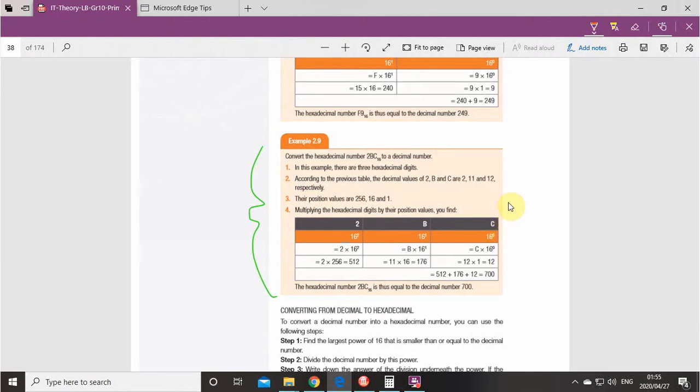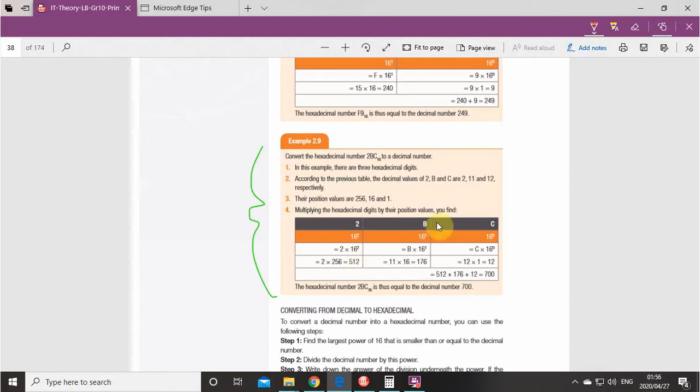Converting to a decimal, my next step is the place value. I'm going to start from the right-hand side at 16 to the power of 0, 16 to the power of 1, 16 to the power of 2. Then I go from my left-hand side: 2 times 16 to the power of 2, which is 256. That will equal 512.